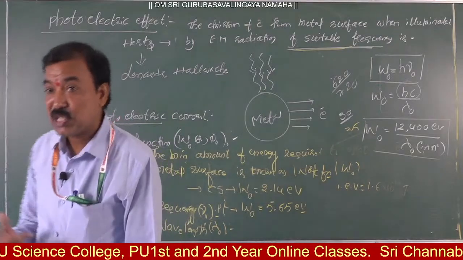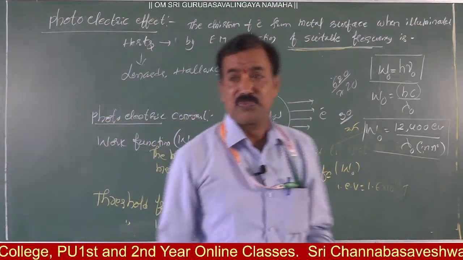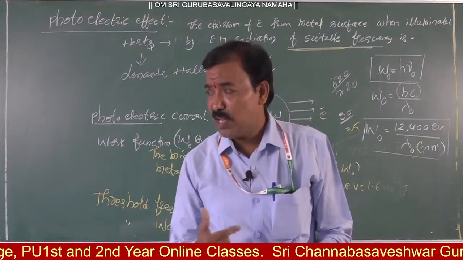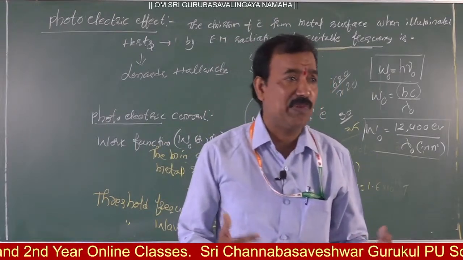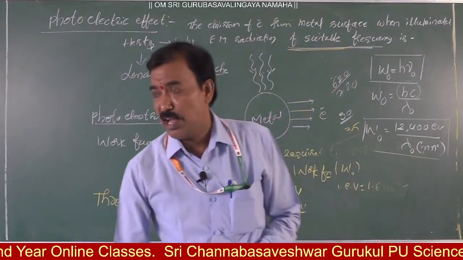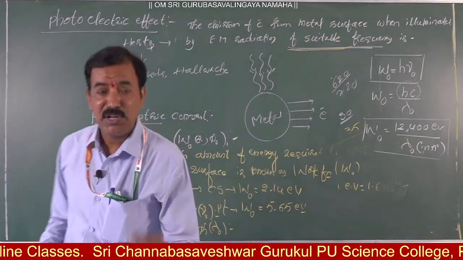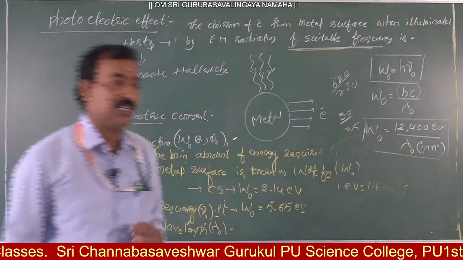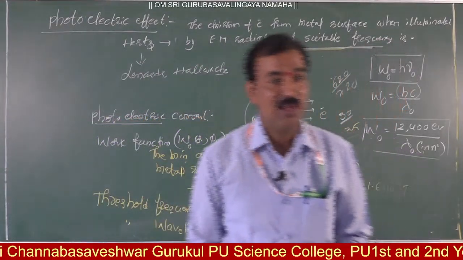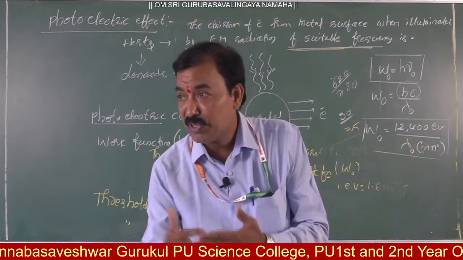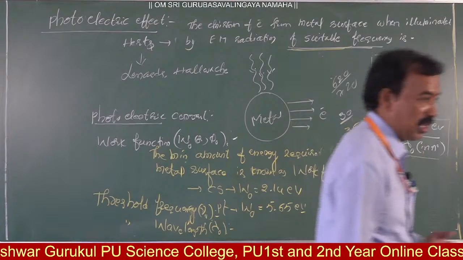Who discovered the electron? Thomson. What is the value of e by m? It is 1.76 into 10 power 11 coulombs per kg. Next, what is the charge of the electron? 1.602 into 10 power minus 19 coulombs. Who measured the charge? Millikan. And Millikan established the quantization of charge. That is completed, the basics.